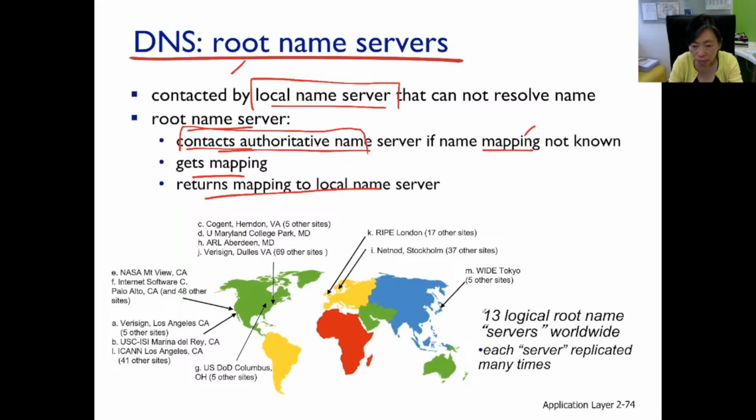And you see here, there are not many root servers. There are 13 logical root name servers. But each root name server now has multiple physical sites. For example, here in Tokyo there are 5 sites, and 37 sites just for the Swedish root server, etc. But essentially, there are very few of these root name servers.